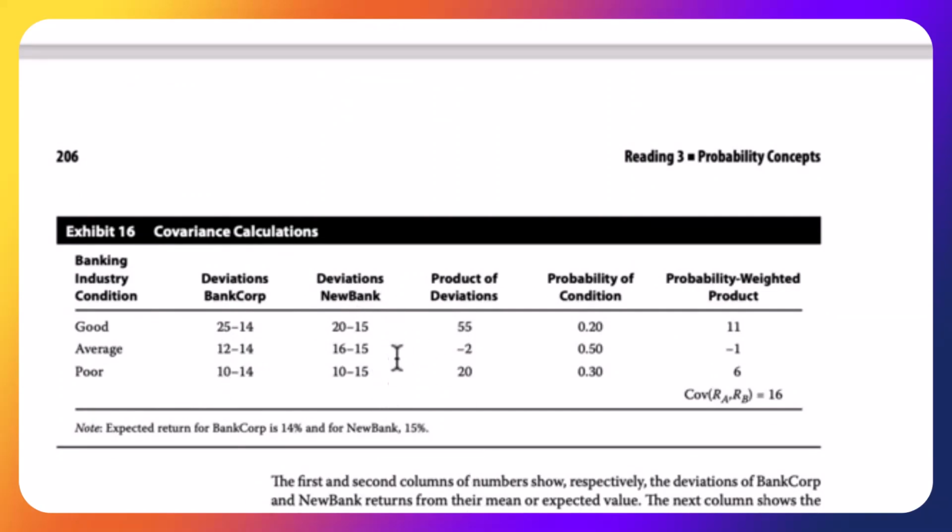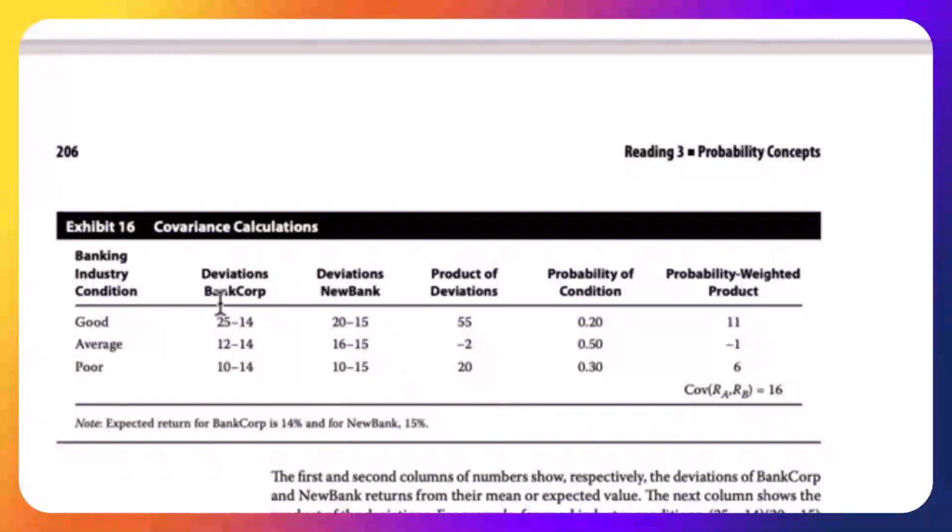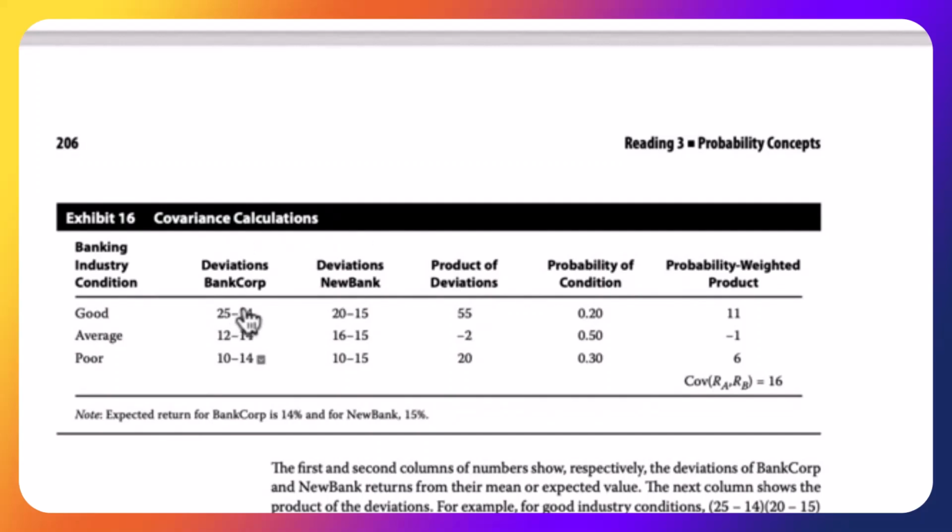We do the same thing for the deviations on New Bank. These are the two deviations. This is the product of the deviations. 25 minus 14 is 11. 20 minus 15 is 5. 11 times 5 is 55. That's the deviations. Here's the probabilities, 20, 50, 30.